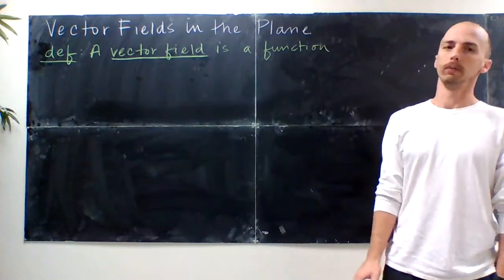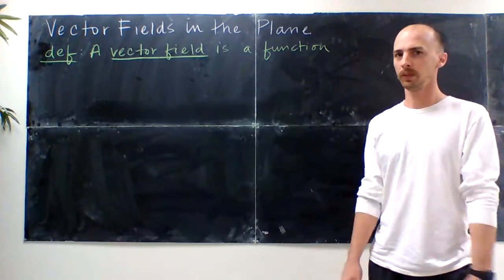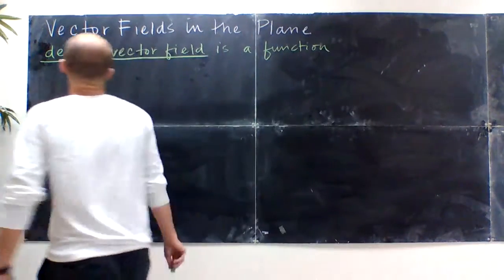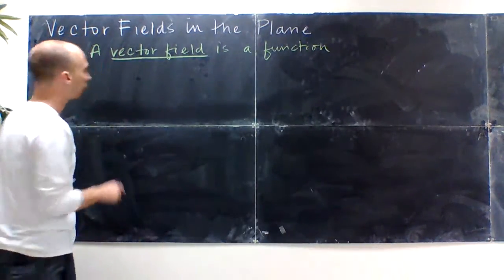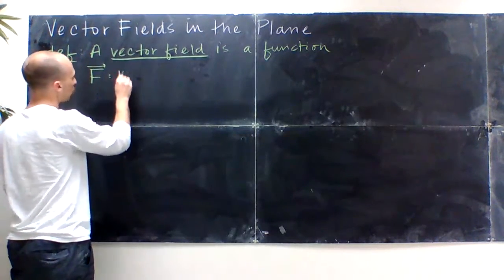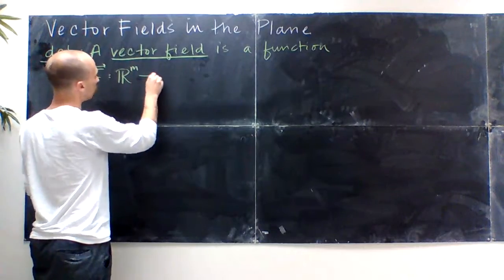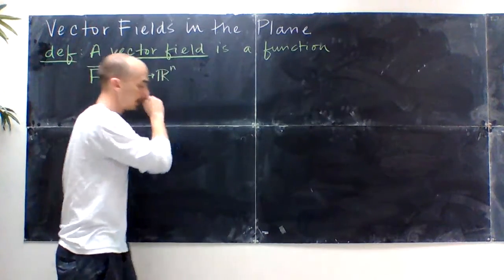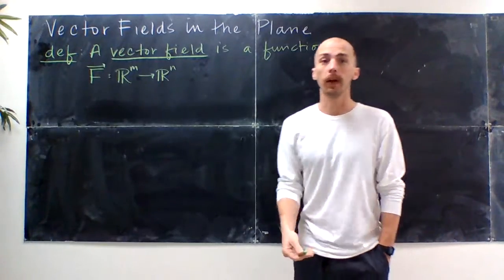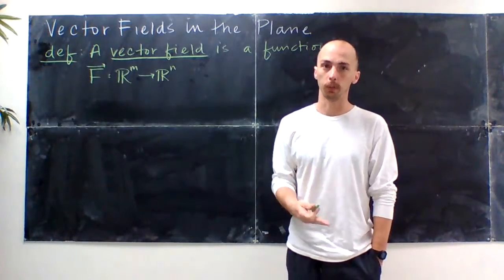We just haven't done a deep dive on it. So a vector field is a function that's going to take in a vector and give you back a vector. So it's f, which maps Rm into Rn, at least for our purposes. Now, for the discussion in this video, m and n will both be 2, okay?